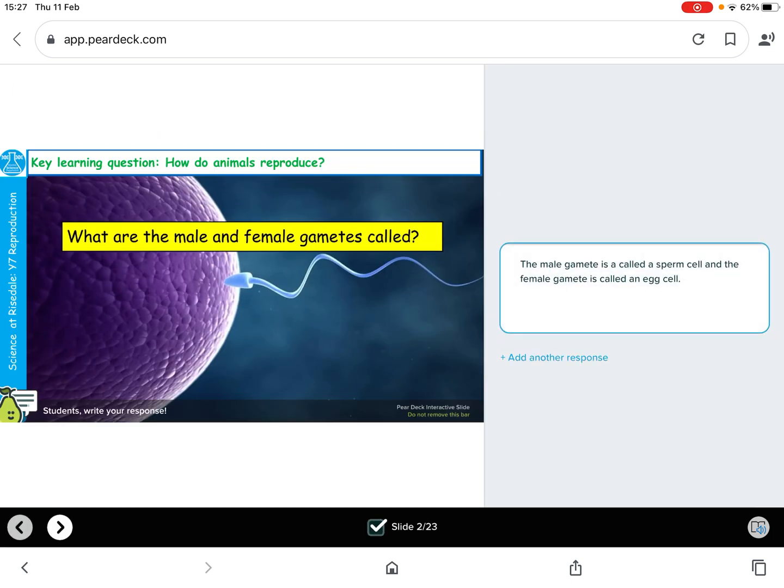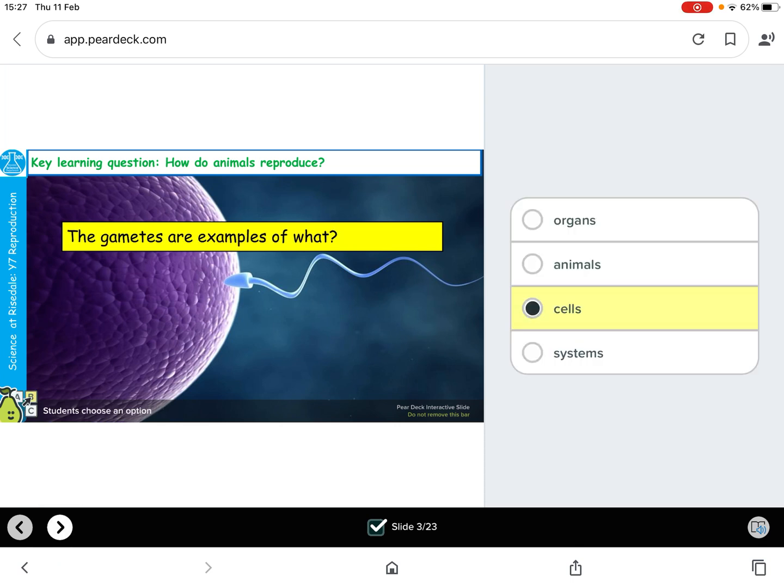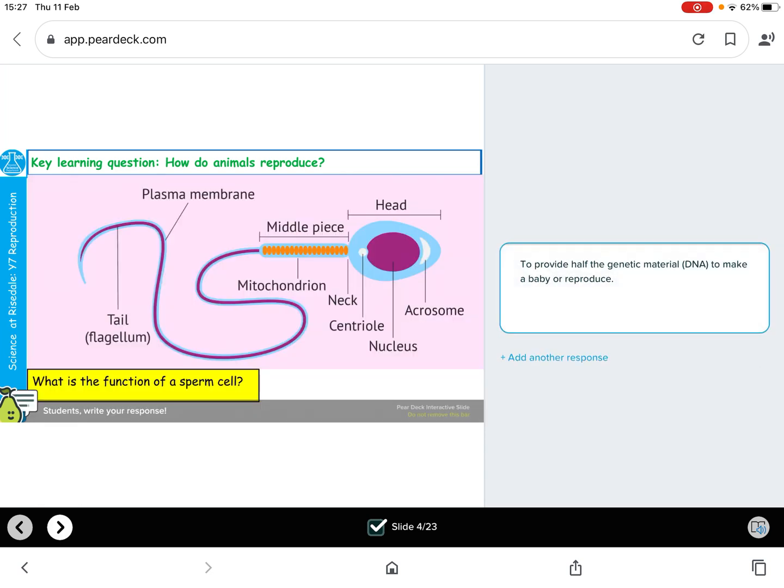In the live lesson, we talked a lot about cells, and we looked at two specialized cells called gametes. The male gamete is called a sperm cell, and the female gamete is an egg cell. The word gamete means an organism's reproductive cell or sex cells. Okay. So it says the gametes are examples of what? I've just told you that was cells.